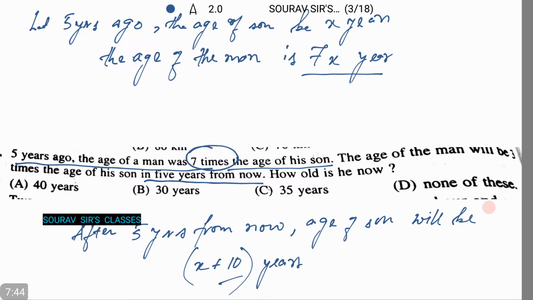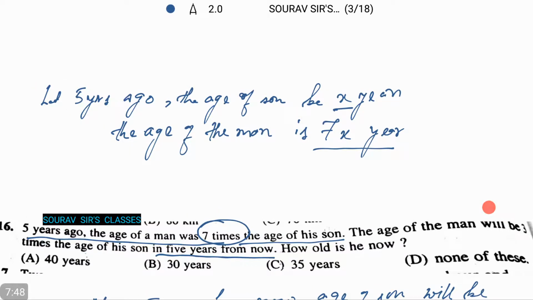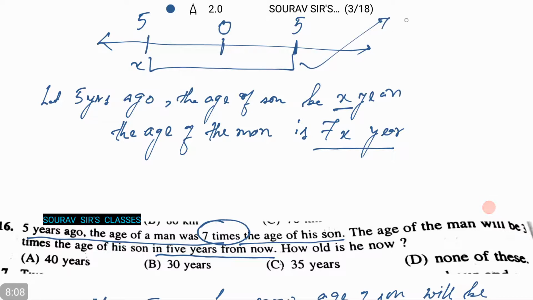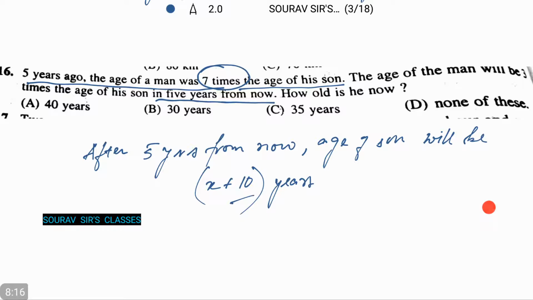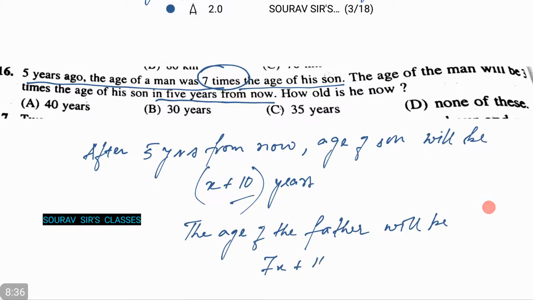Why 10? Because we were considering this age 5 years from now. Let's suppose we draw a timeline now, right? Let this be the present value now. So 5 years before his age was x, and now we are considering this 5 years after. So the total number of years that have passed is equal to 10. So his age will be x plus 10 years. Understandable? Right. So the age of the father will be 7x plus 10 years, right?